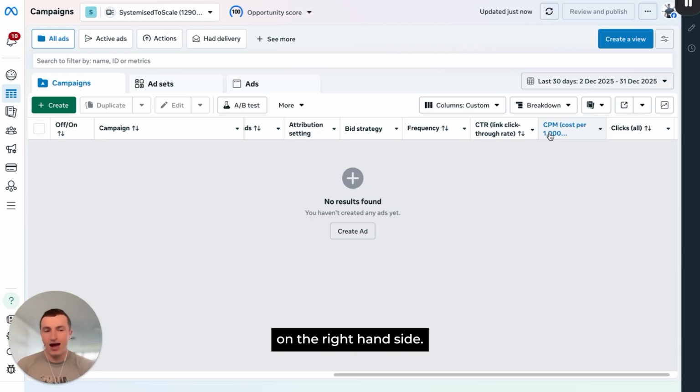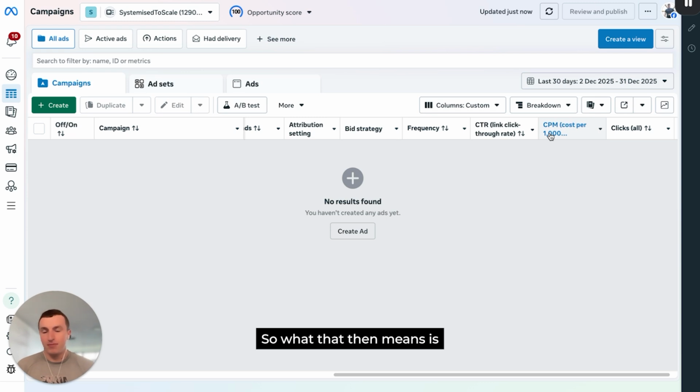CPM here on the right hand side shows us the cost to get 1,000 people to view our ad. Generally, I use this as a sort of baseline. So we can see that, on average, a year ago it cost us £8 to get 1,000 views, whereas now it's £12, for example. We then know that that audience is now more expensive to market to.